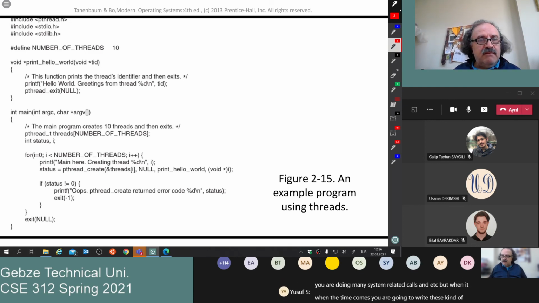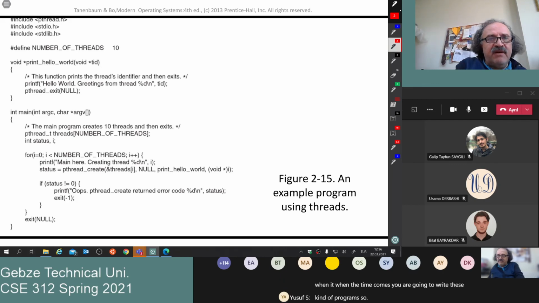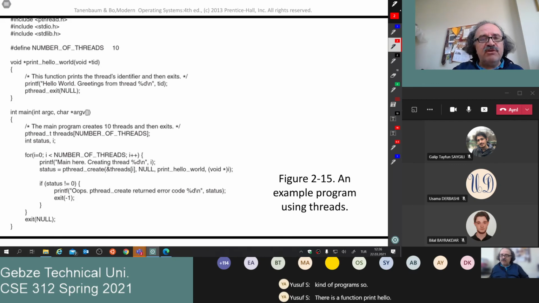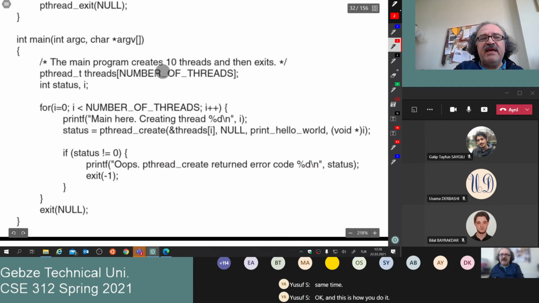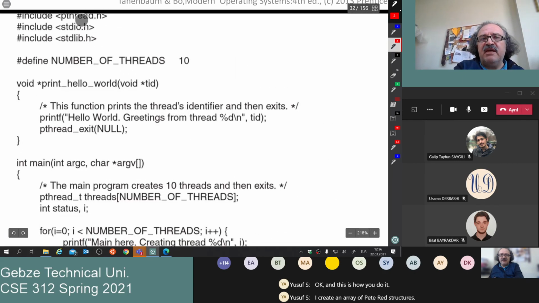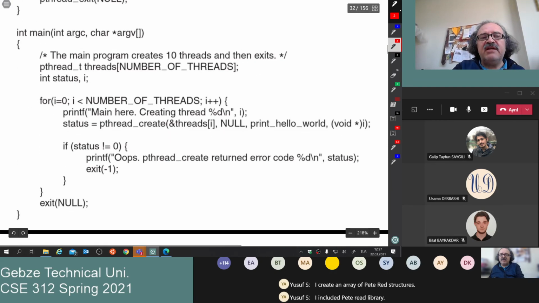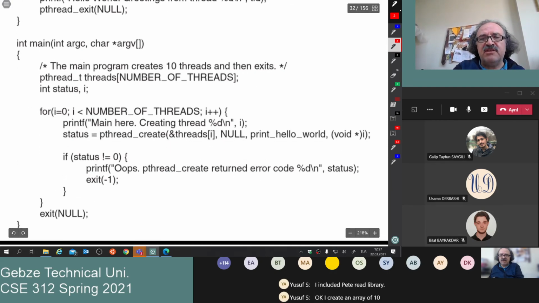So there is a function print hello, and I am going to create 10 threads. Each one is going to run this function. So there will be 10 different print hello functions running at the same time. This is how you do it. I include the pthread library, and I create an array of 10 pthread structures, and in a loop from 0 to 10.